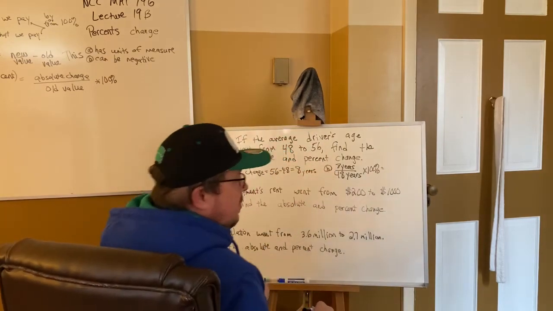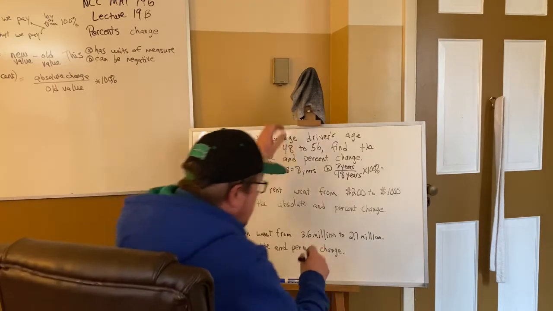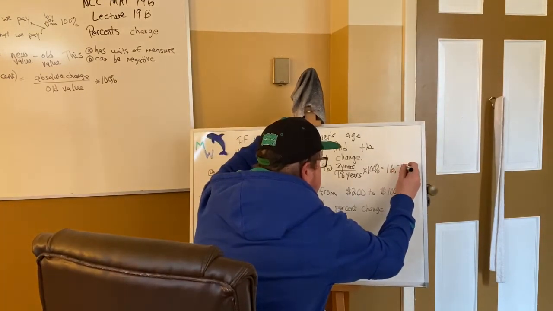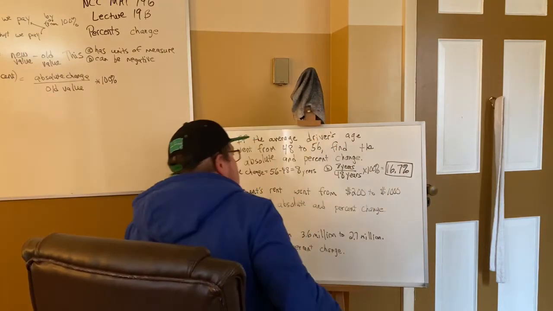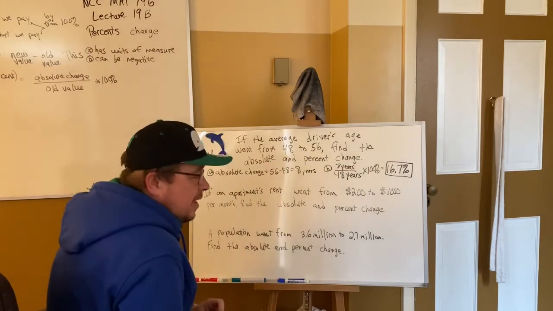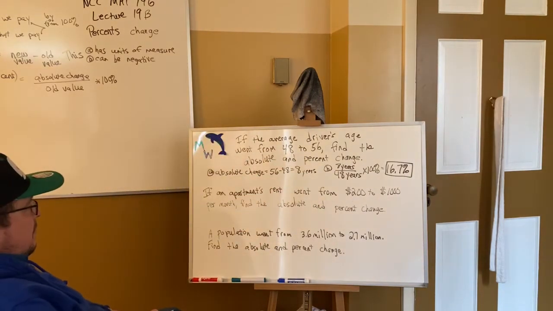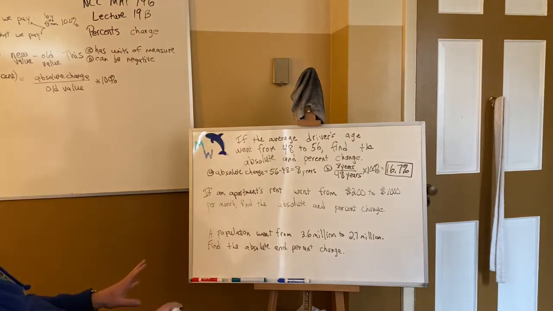8 over 48 makes 1/6, and the years will cancel. And when we multiply that all out, it'll be 16.7%. It's 16.6, and the 6's keep on going. We took 1/6 of the 48 to get the 8, and that's how much was needed to get us up to 56.